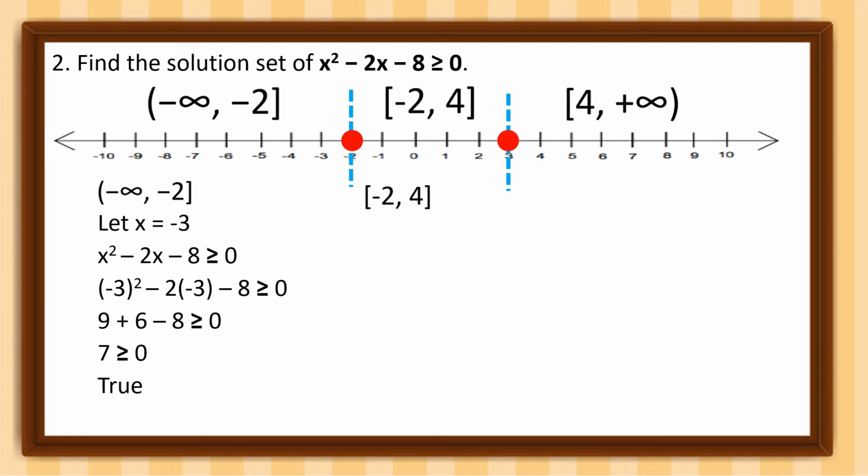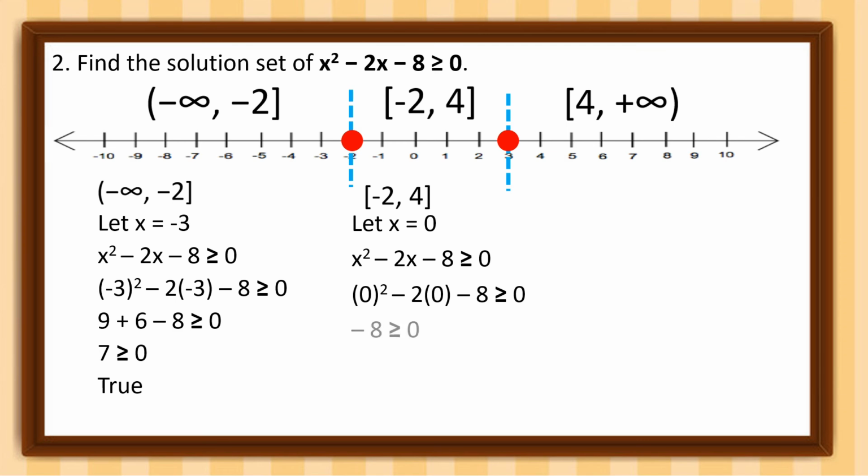How about the second interval? From negative 2 up to 4 and negative 2 and 4 are included. I want my testing point to be 0, and let us substitute 0 to the value of x, and we will have 0 squared minus 2 multiplied by 0 minus 8 that is greater than or equal to 0. Thus, we will have an answer negative 8 that is greater than or equal to 0. Do you believe that negative 8 is greater than or equal to 0? No. Therefore, it is false.